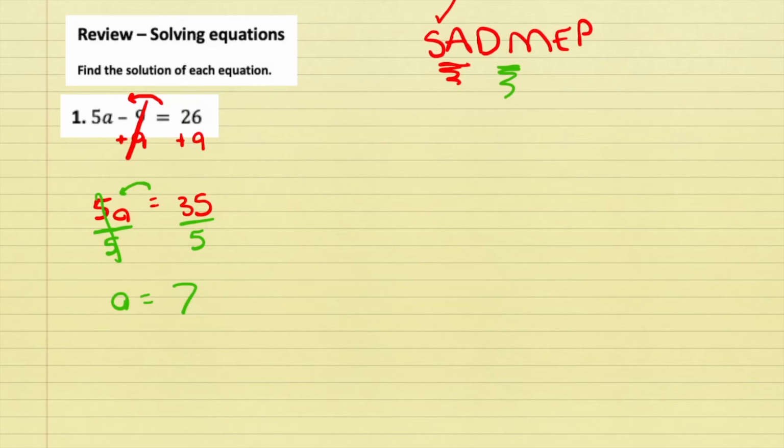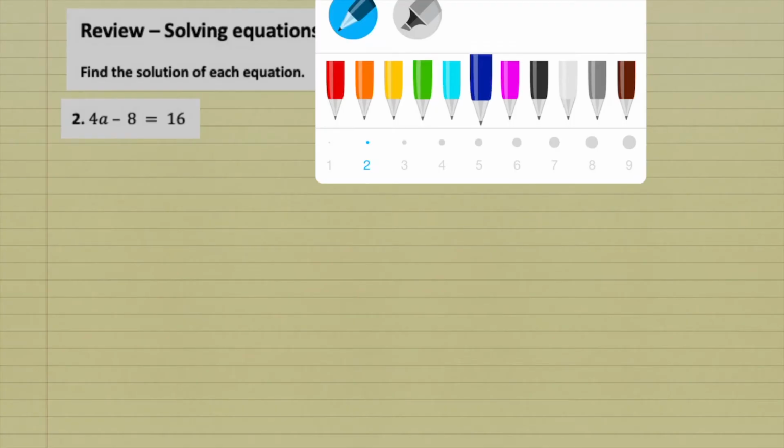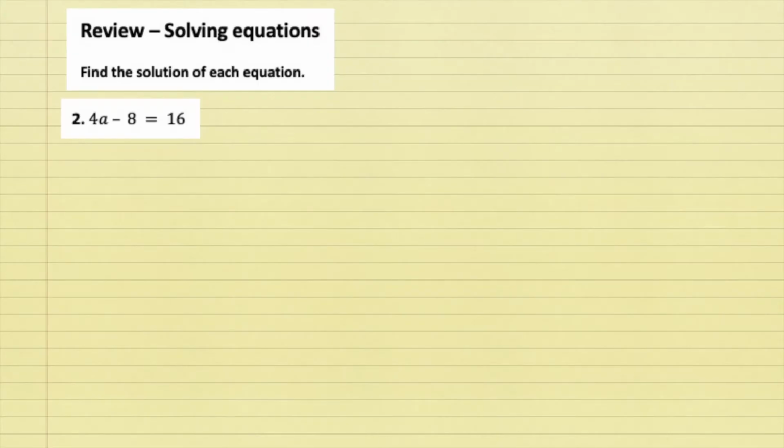Again, that was the first one on the Google form. Second one that we have. So what we have here is we have the variable on the left. It looks like they're multiplying by 4 and subtracting 8. So remember, the order of operations is SADMEP again. So we want to add and subtract first. We want to make sure that we are going to add 8 to both sides.